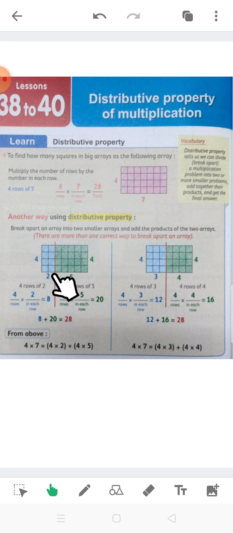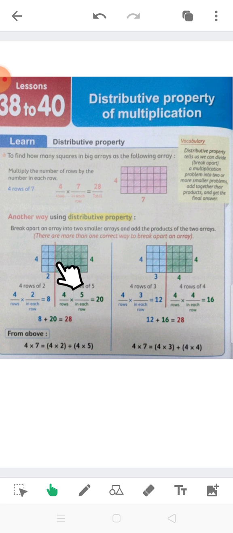Okay, I can use this distributive property. Break apart the array. Look here. We don't break the rows. We will break up the what? We break apart the columns into 2 and 5. In the first shape, I've got 7. And I will cut 7, or break 7, into 2 plus 5.